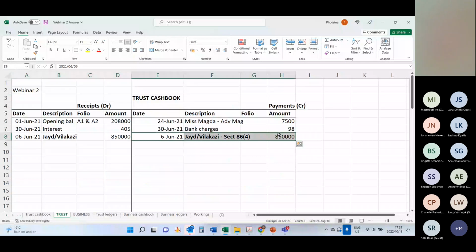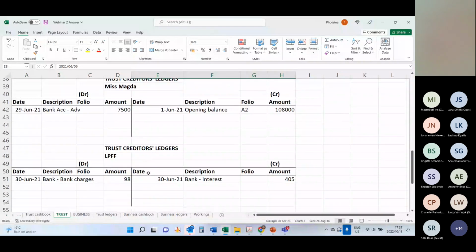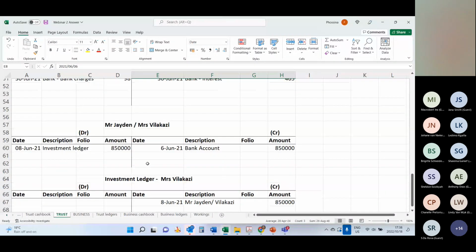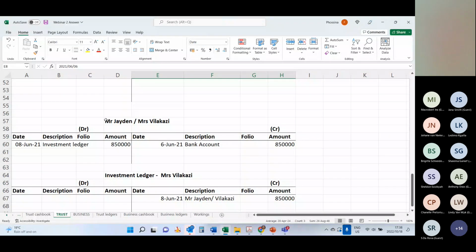Okay, and because of reporting issues, we have to report our creditors according to whether the money is in trust or in investment. It means we temporarily close the account of Mr. Jaden and Mrs. Vilakazi because there's nothing in the trust account which they're holding. So how do we close it? We debit them and then we credit the account for Mrs. Vilakazi because she has instructed us to invest. Okay, hopefully you understand. Any questions?